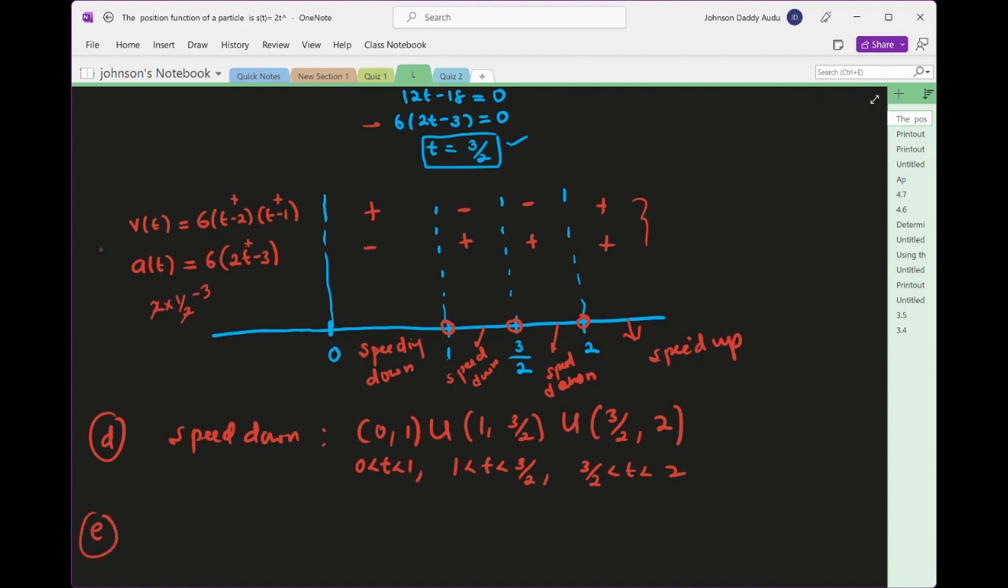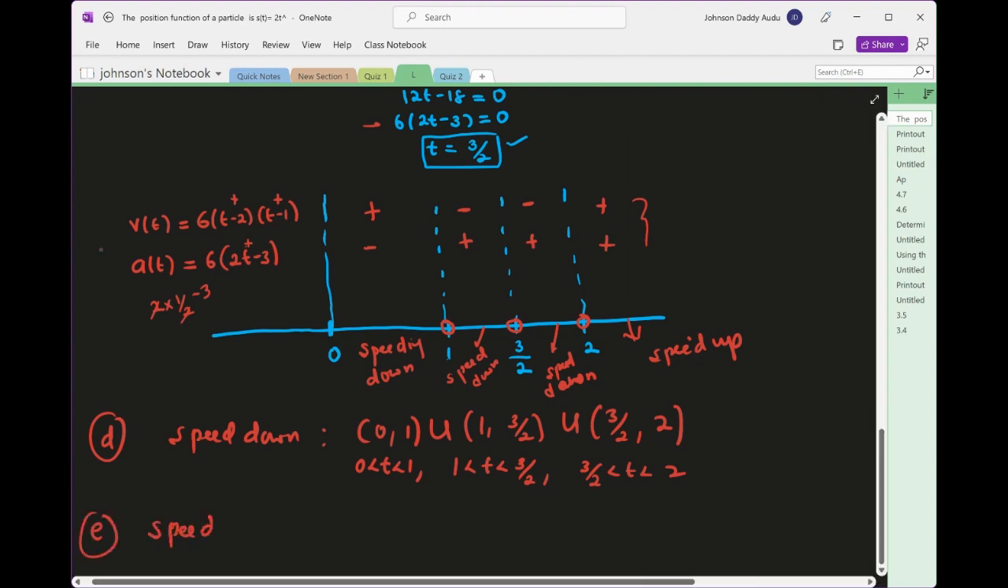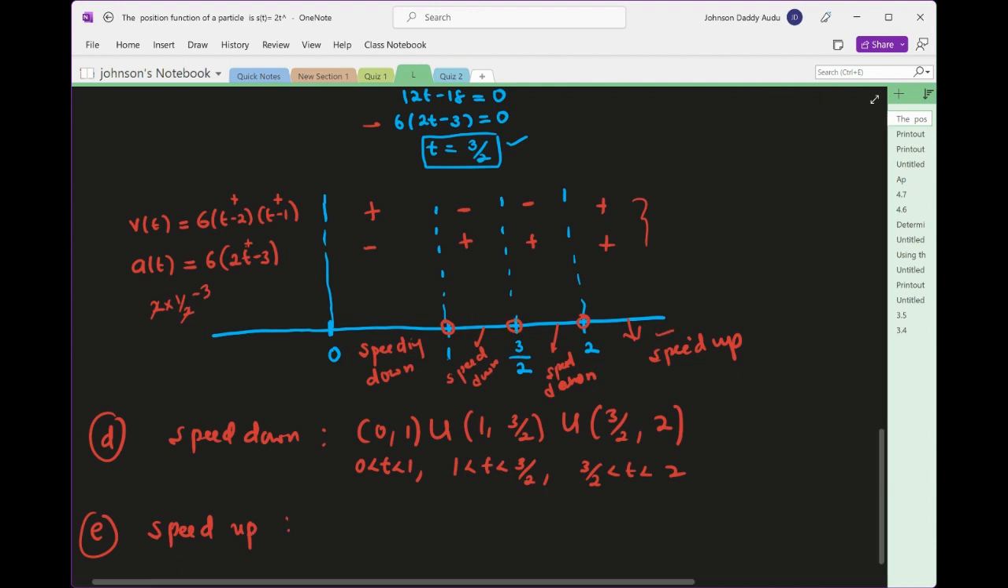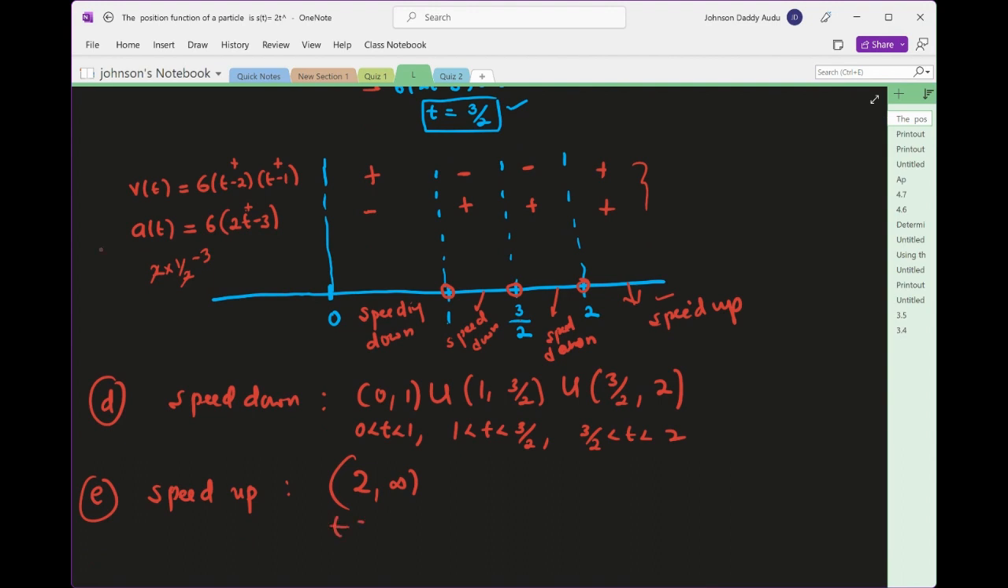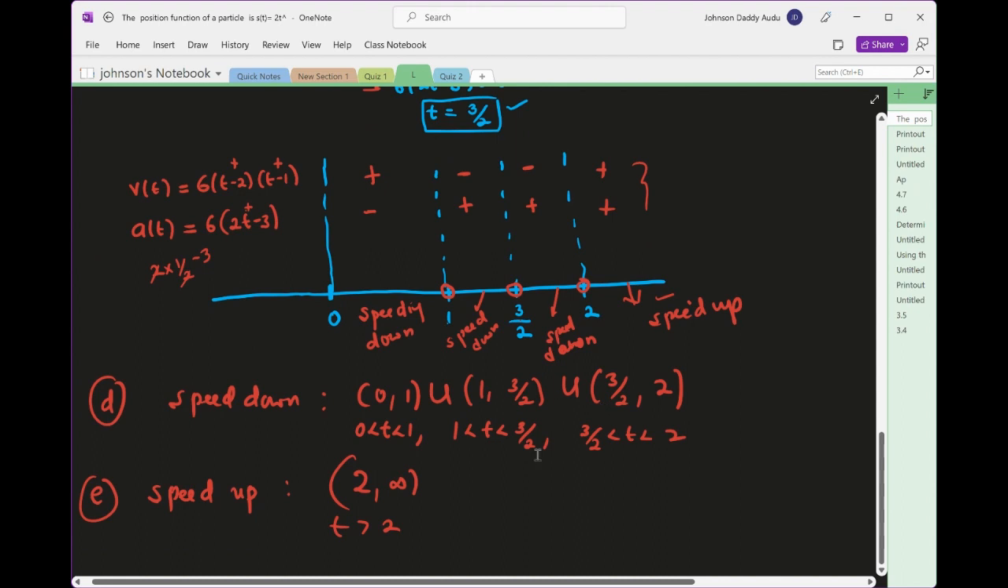So in this interval, finally, speeding up will be just this interval, which is 2 to infinity, which we can write as just t greater than 2. So I hope this video is clear.